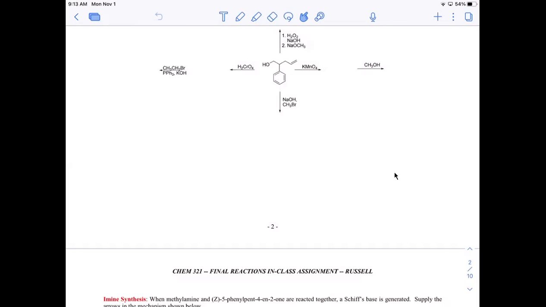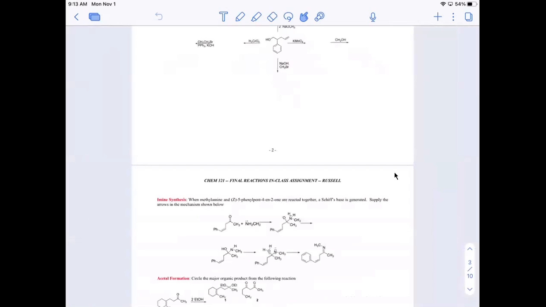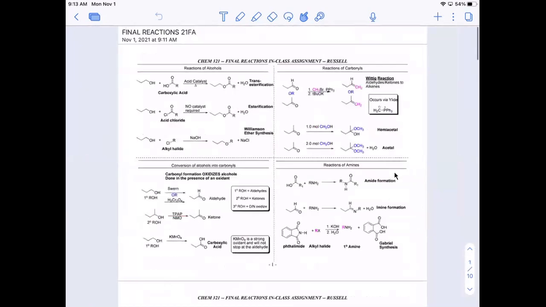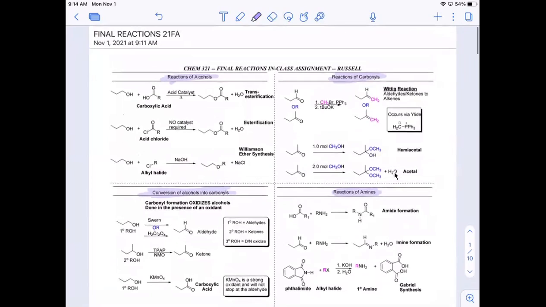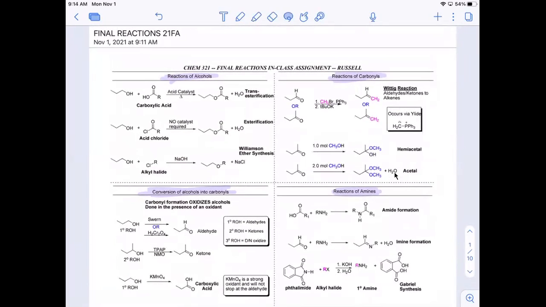All right, so we're gonna look at the application part, like how to apply these different reactions, and we're gonna start out right here. Notice I have this broken down into quadrants. So we're gonna look at reactions of alcohols, and then conversions of alcohols to carbonyls, and then reactions of carbonyls, and then reactions of amines, which is another functional group that acts in a similar fashion as an alcohol. All right, so I'm gonna cut this top part out, and we're just gonna work through these quadrants. So let me do this.